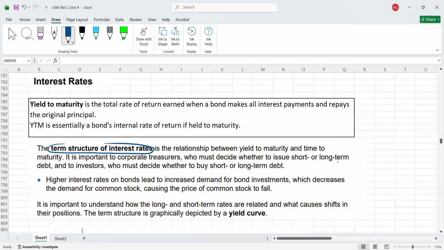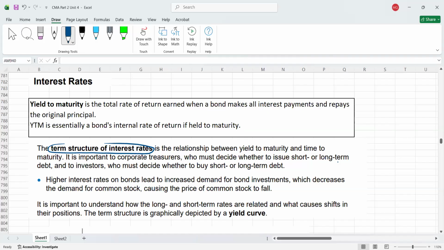Okay, what is the term structure of interest rate? Actually, guys, in this topic we are going to learn how companies decide: should we issue long-term bonds or short-term bonds? This is from the company's point of view. Even from the investor's point of view, how do they decide whether they should invest in short-term bonds or long-term bonds?